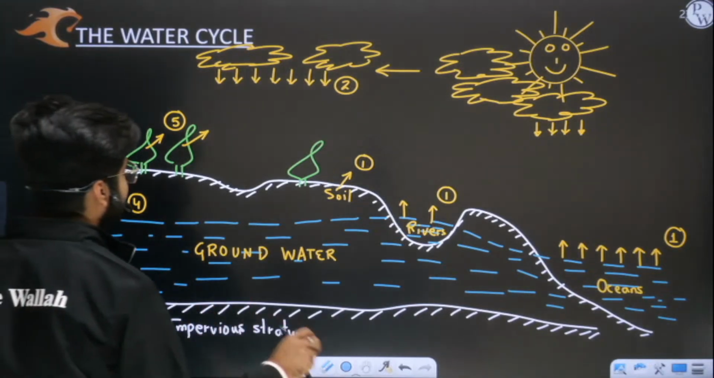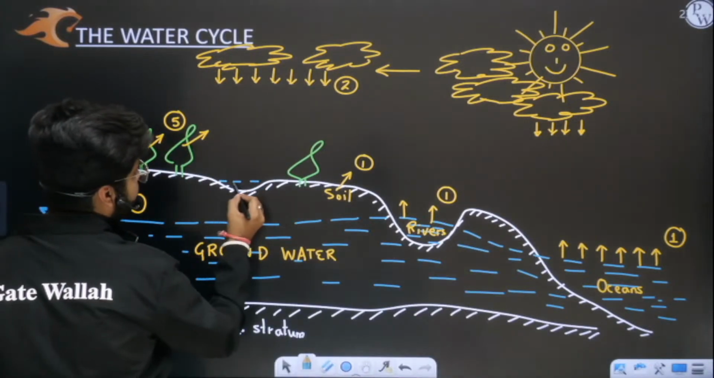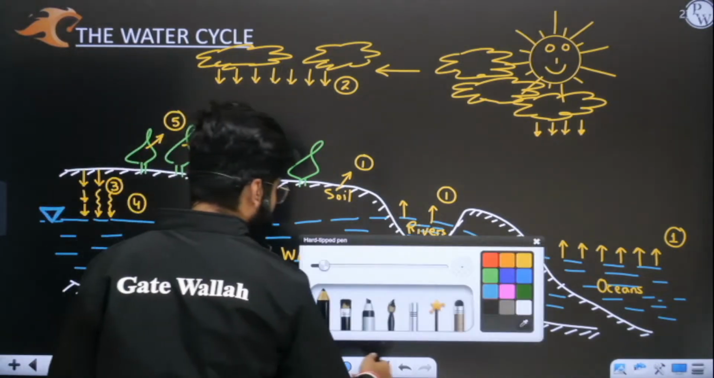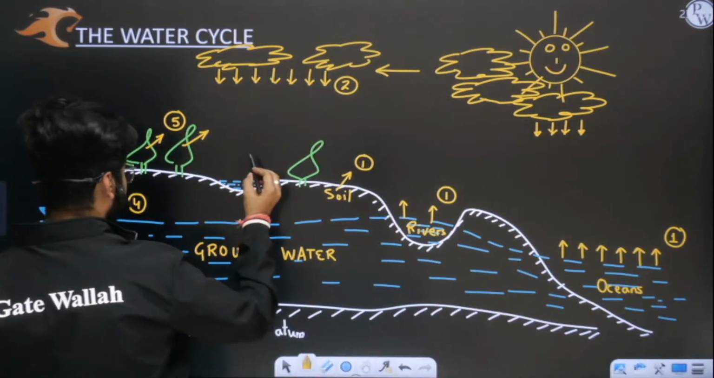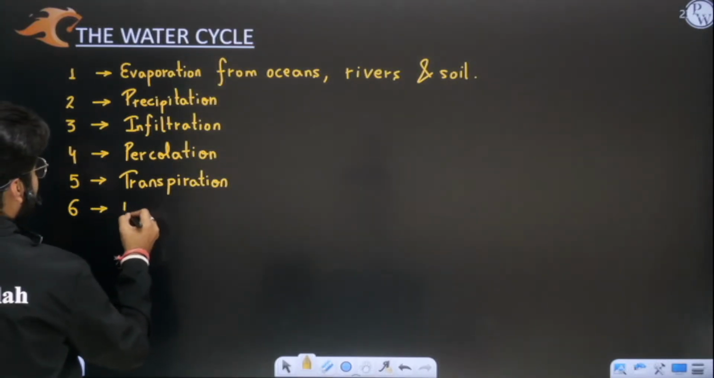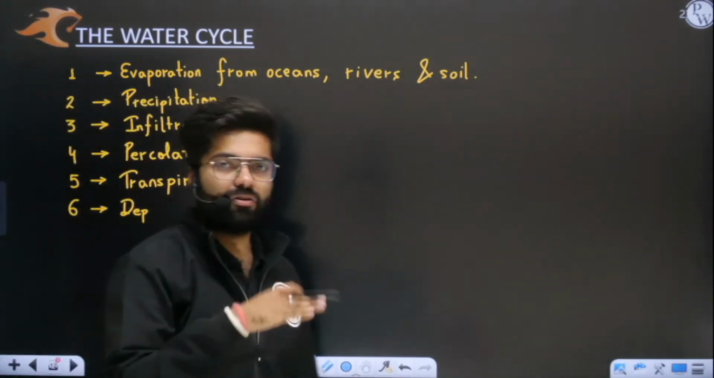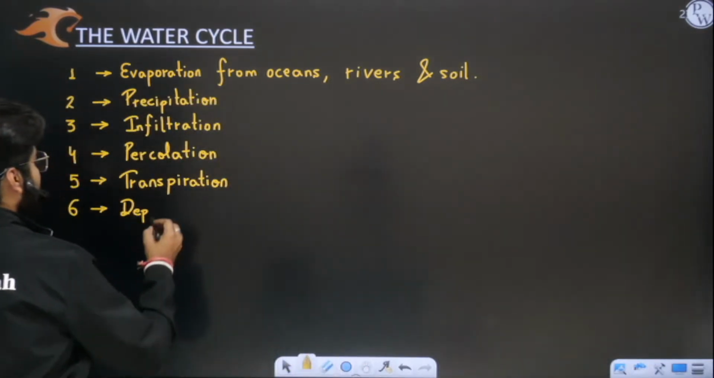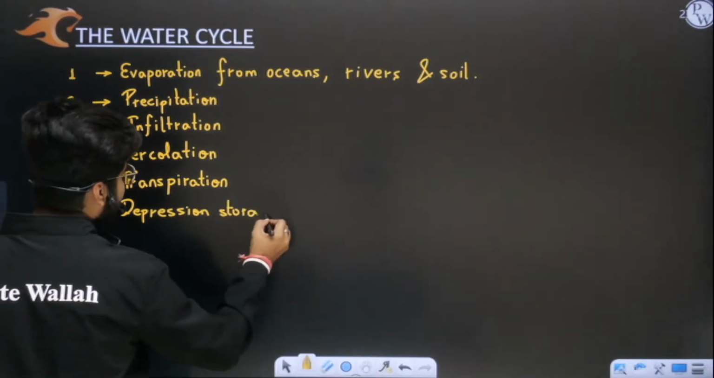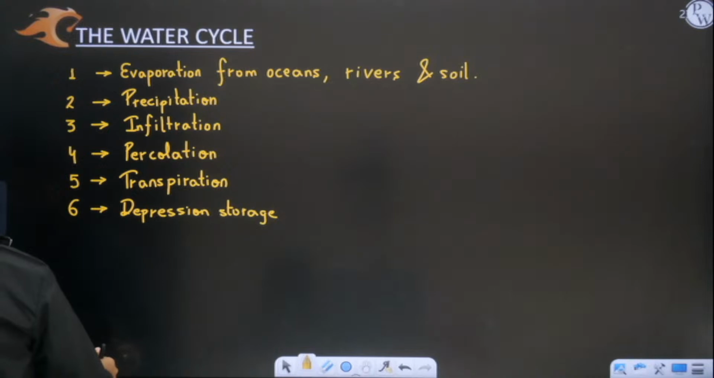After this, the sixth one which we have is your depression storage. Some water, you all know, after rainfall, some water will be filled in these depressions. This is your sixth one. Depression means small formations or small holes which will be filled with water. Some volume of water is stored in these depressions, that is nothing but your depression storage. I hope this is clear to you.